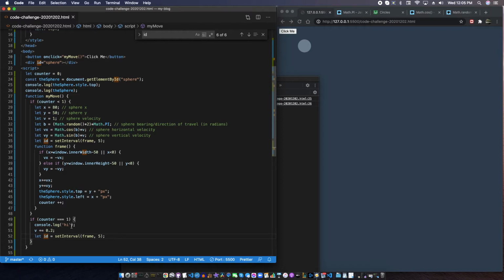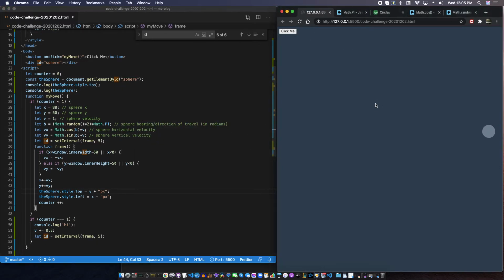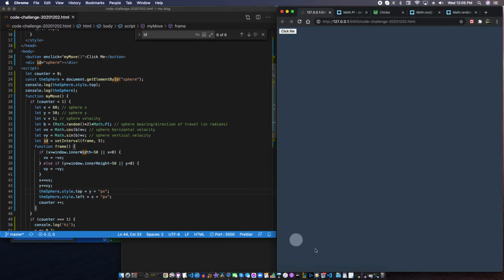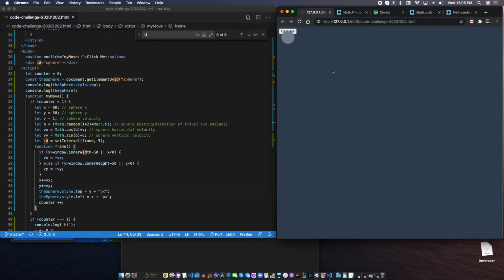I'm still not getting a console log. Makes no sense. This doesn't make any sense. JavaScript is dumb. Let's get rid of the counter thing altogether.